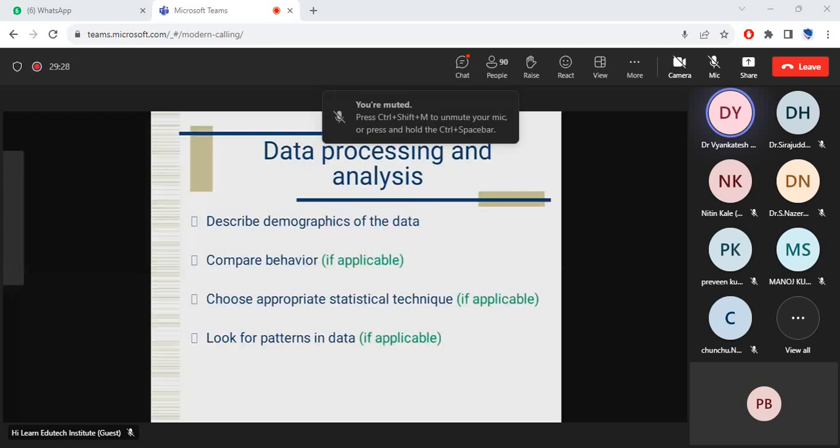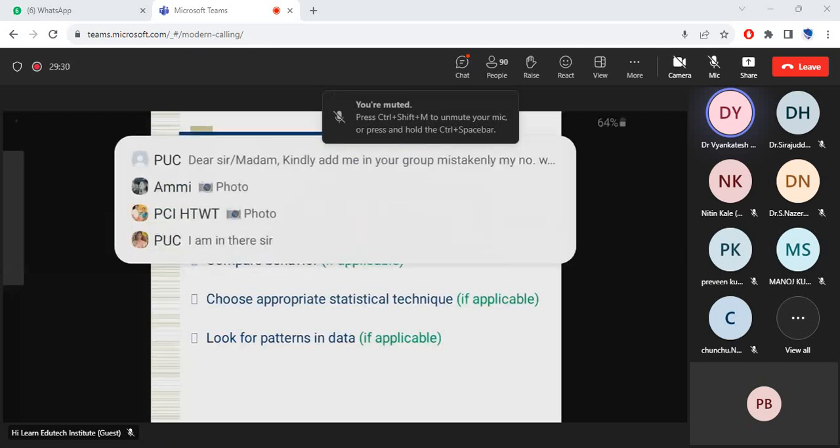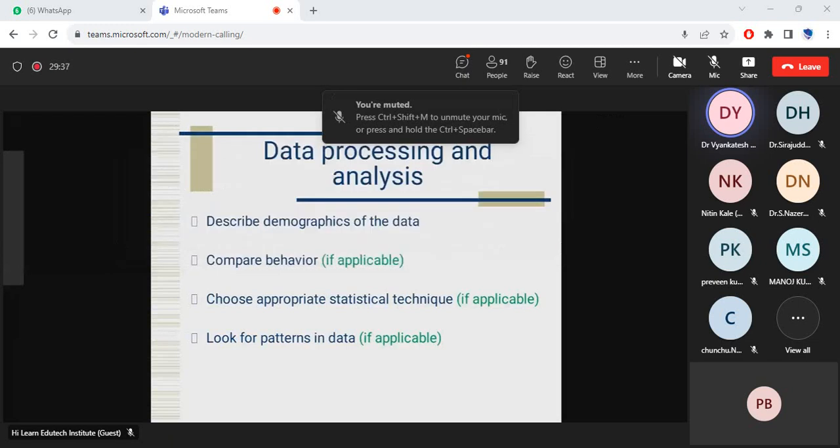Describe the demographics of the data. Definitely describe the demographics of the data: what format it is in, how the demography is going to change, and what the phenomena of that particular data is. Compare the behavior of that data if applicable. Choose appropriate statistical techniques if applicable.